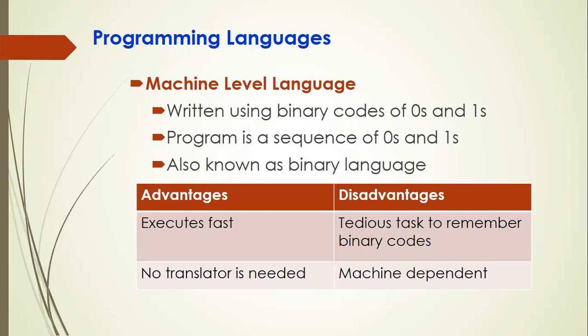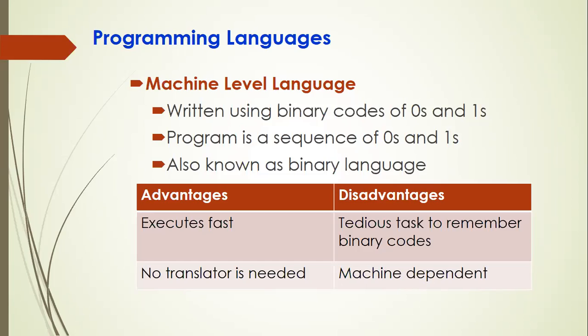Since the program is already in zeros and 1s, it's already in a machine understandable form, no need for any translation. But a machine language program suffers from two drawbacks. A computer can understand only 0 and 1, but for a human being, remembering or memorizing the binary codes of 0 and 1 for every line in the program is a tedious task.